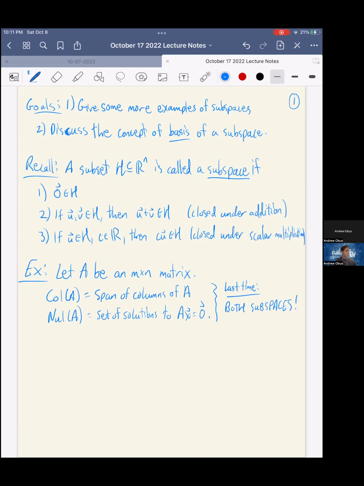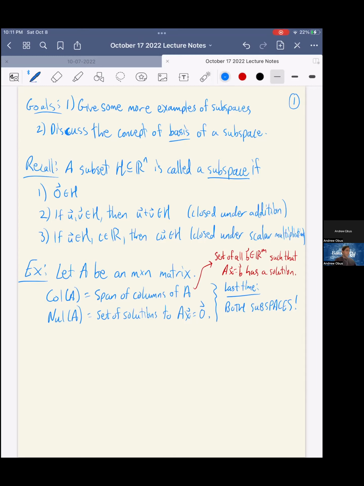So the column space is the span of the columns of A. Another way of stating this is that it is the set of all b in Rm such that Ax equals b has a solution. This is just another equivalent way of stating what the column space is. So the two definitions are the same thing.